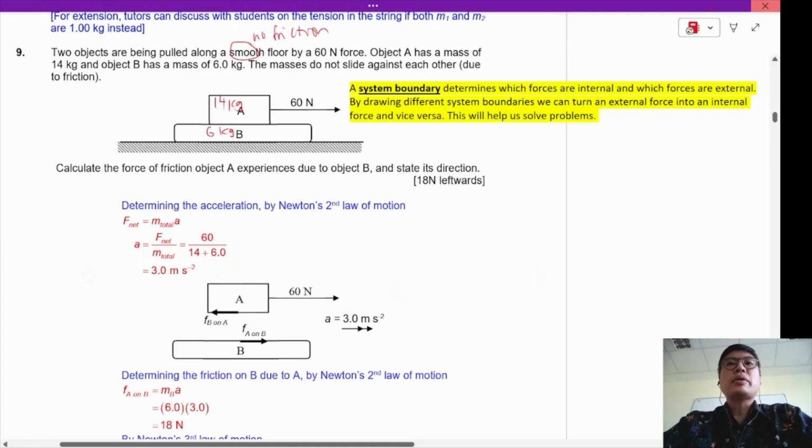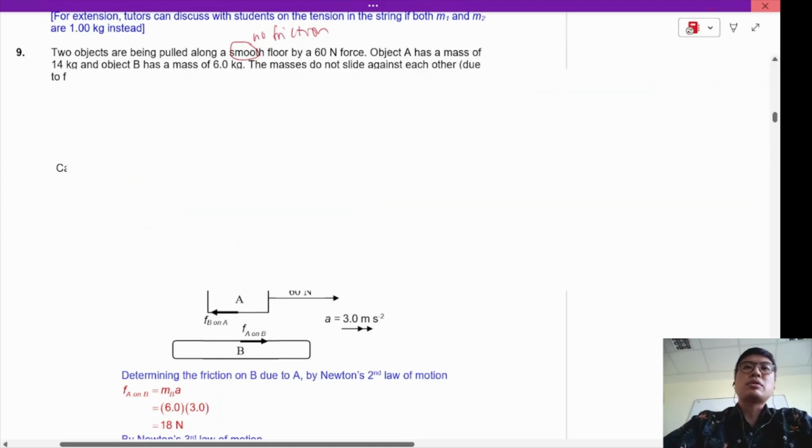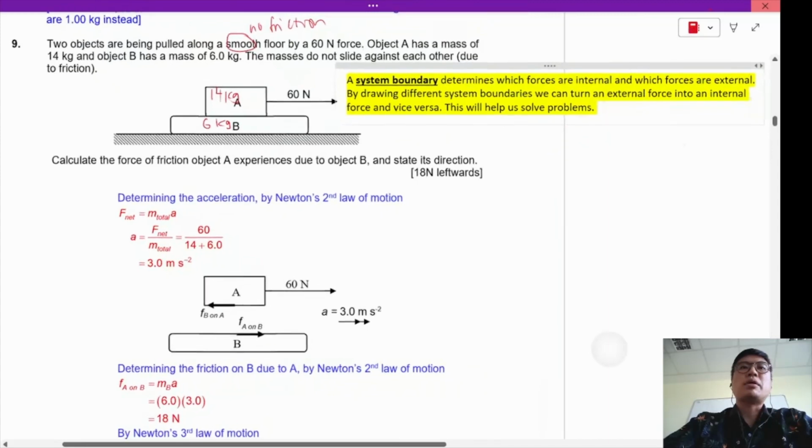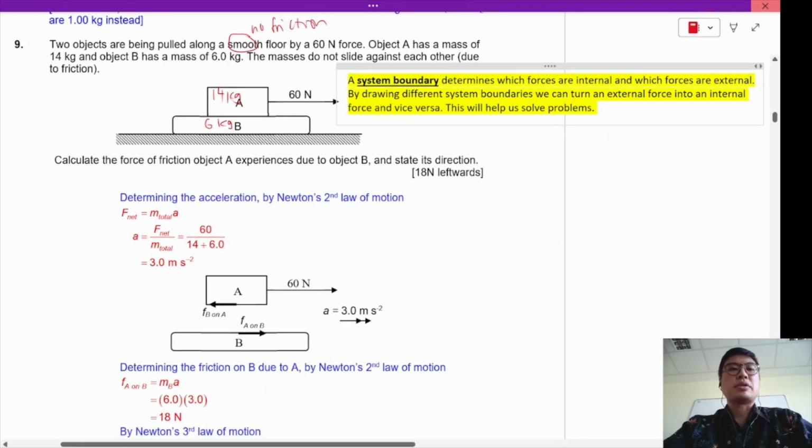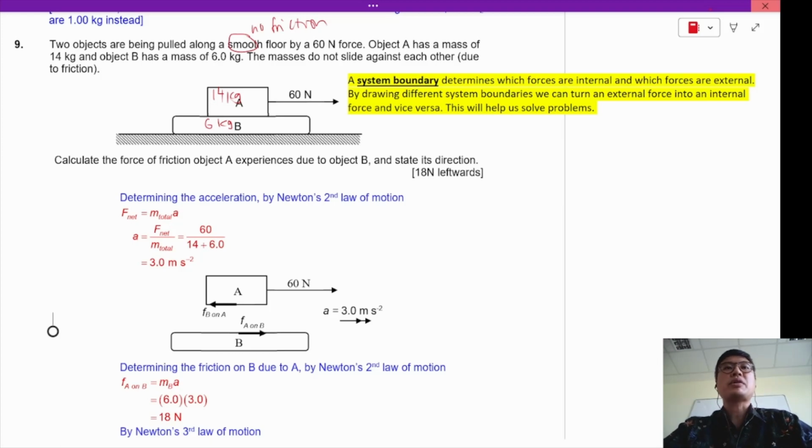For this question, the concept to be used is the concept of a system boundary. What's a system boundary? A system boundary is drawn around different objects to decide which forces are internal and which forces are external. When we change the system boundary, we are able to turn an external force into an internal force and vice versa. This is going to help us solve the problems.